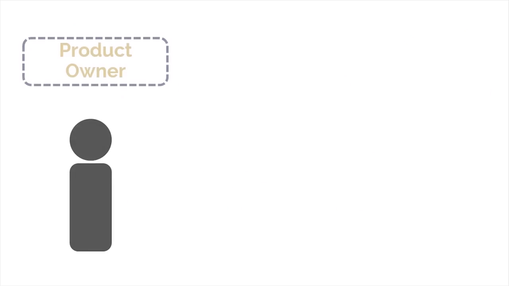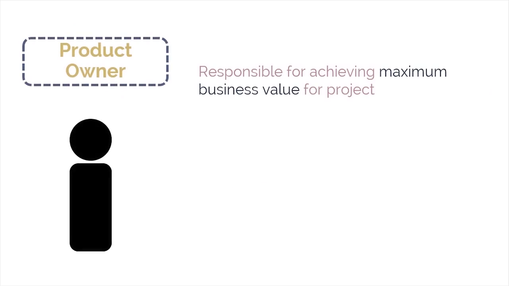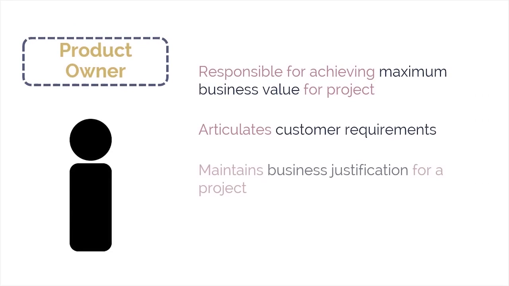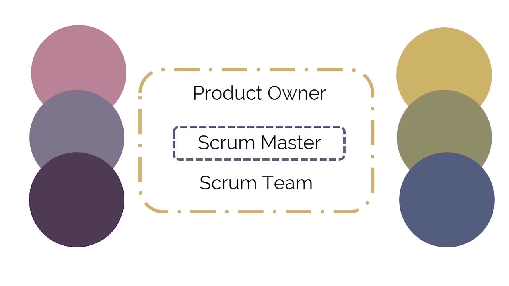First, we have the Product Owner, who is the person responsible for achieving maximum business value for the project. He or she is also responsible for articulating customer requirements and maintaining business justification for the project. The Product Owner represents the voice of the customer. Next is the Scrum Master.